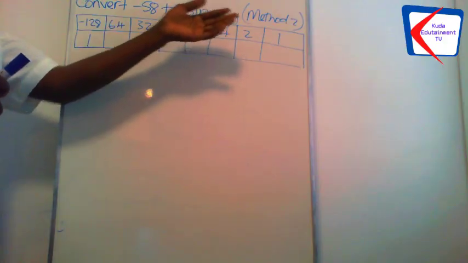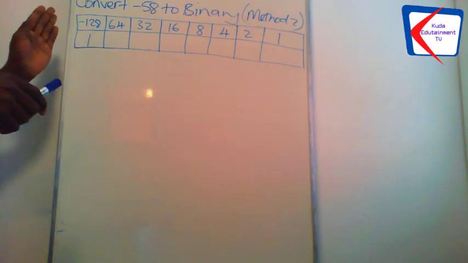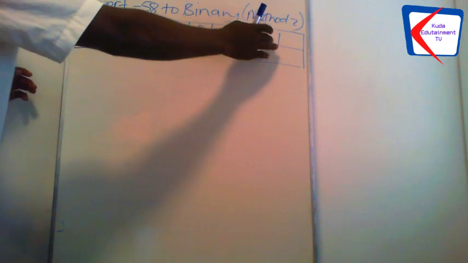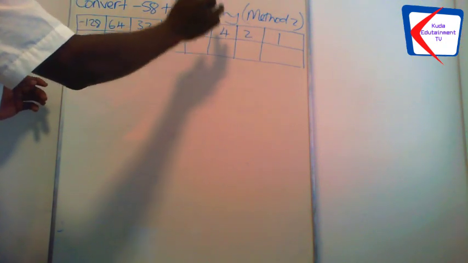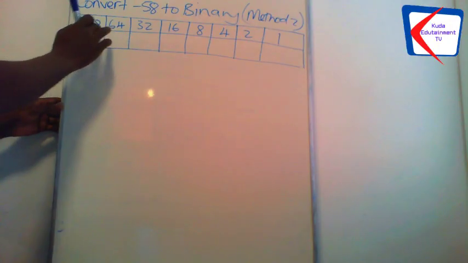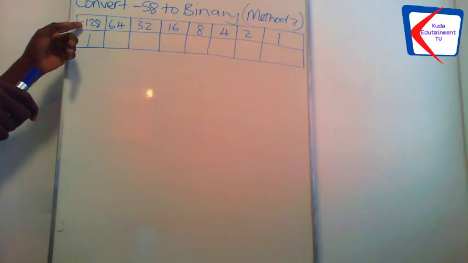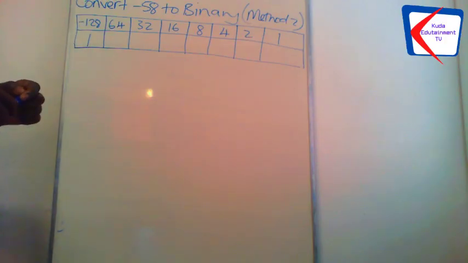You simply have to raise 2 to the power 0 from your right to your left, up until you have 2 to the power 7. So it's from the right to the left: 2 to the power 0, 2 to the power 1, 2 to the power 2, 2 to the power 3, 2 to the power 4, 2 to the power 5, 2 to the power 6, and 2 to the power 7. And your last binary unit, which is 128, should be negative.